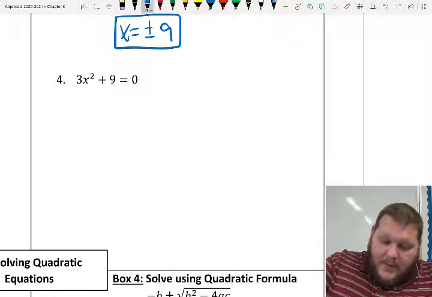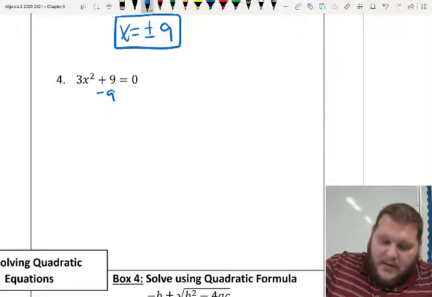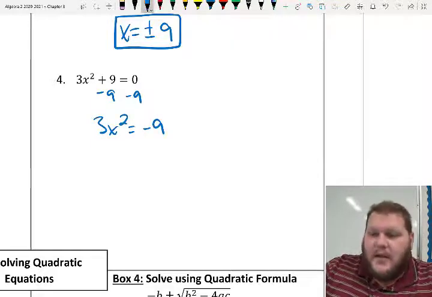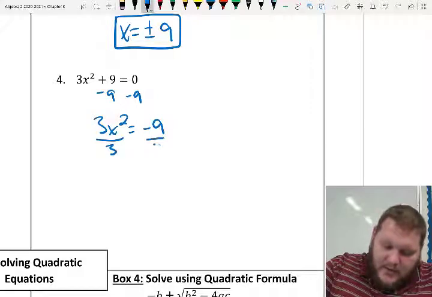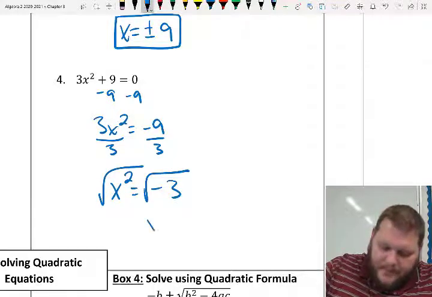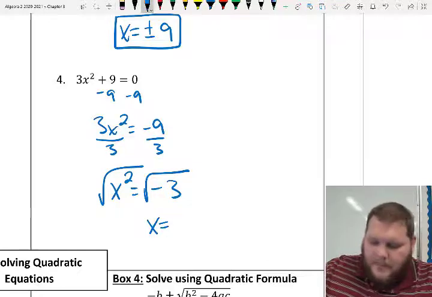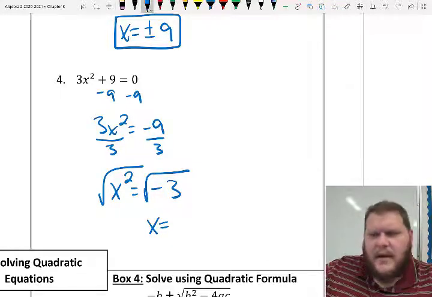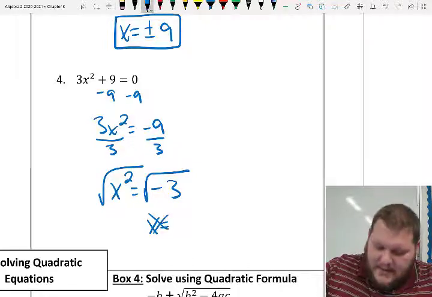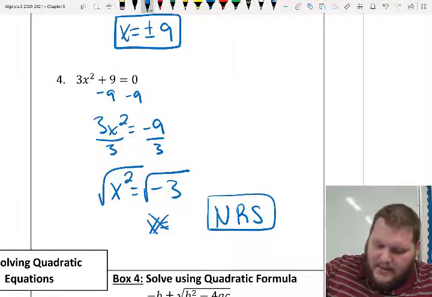For number 4, same idea here. If I subtract 9 on both sides to get my x squared by itself, we end up with 3x squared equals -9. Then when I divide by 3 on both sides, I get x squared equals -3. I square root both sides, and I can't do that, right? We've got a negative number underneath my square root. It would actually be no real solution, NRS.